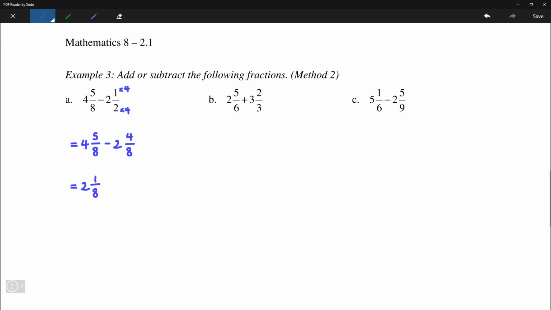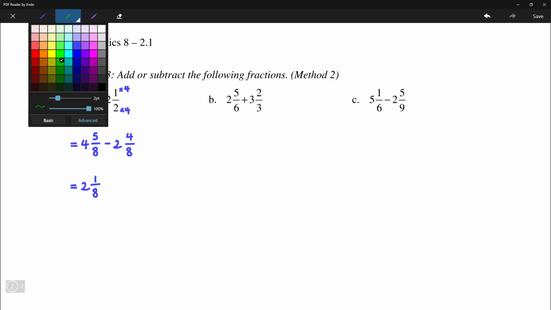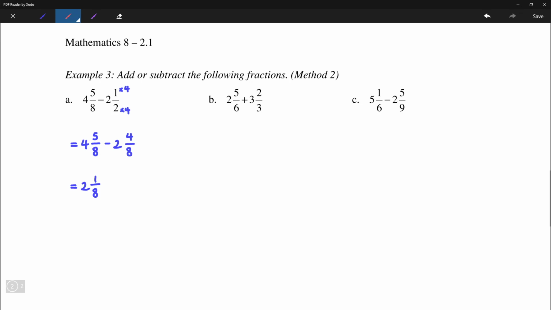So that's it. So we didn't need to change this to improper fractions and then back into mixed numbers. So this is a bit faster. So let's look at a second example and see what happens here.